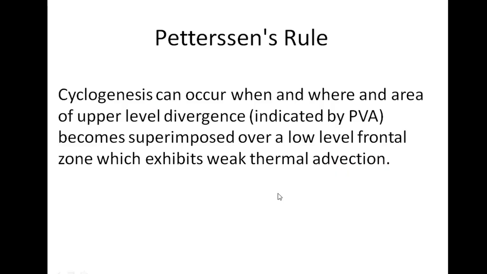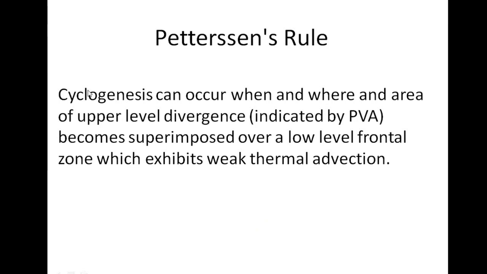So Petterssen's rule. Cyclogenesis can occur when and where an area of upper level divergence, indicated by PVA, becomes superimposed over a low level frontal zone which exhibits weak thermal advection. So, what does that mean?